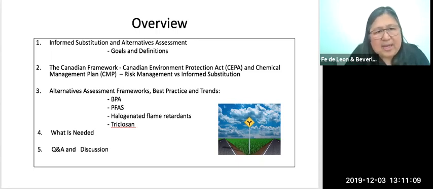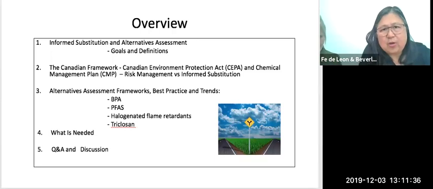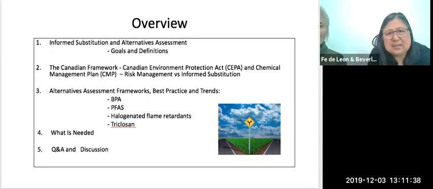And then we'll go in and talk about 4 examples of where the benefits of alternative assessment might work, to create the context by which we will have our discussions. And then we'll conclude by looking at what might be needed to fix the challenges that we're facing with chemicals use in Canada, and then conclude with a question and answer and discussion period. So I'm going to hand it off to Bev. If you can go on to the next slide, please, April.